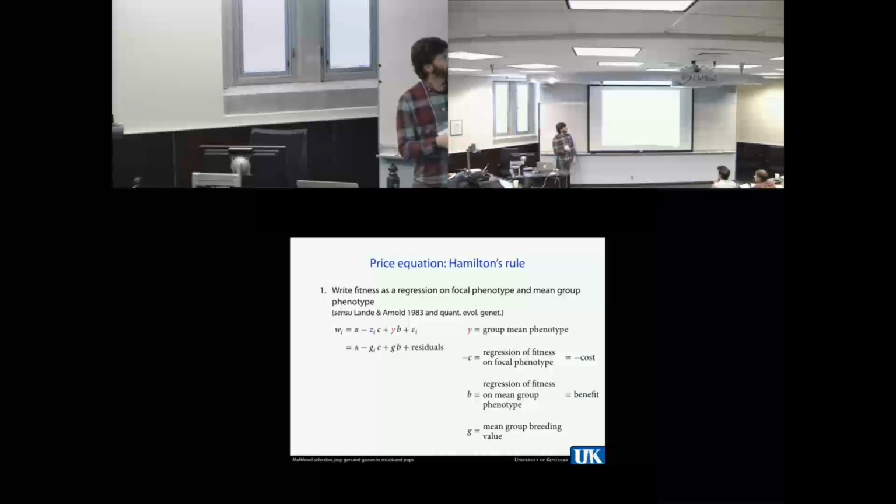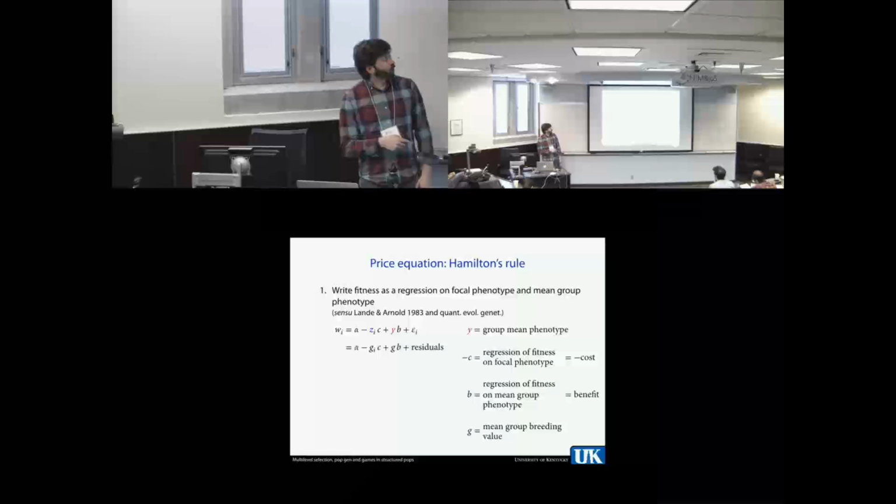a function of its phenotype times a regression coefficient, which is the cost, plus the mean group phenotype times a regression coefficient, which is a benefit. So if we're thinking about a cooperative activity or some kind of collective action, then you'll receive the benefit when your partners or your group members are helping you, and then you pay a cost if you're contributing to that help.